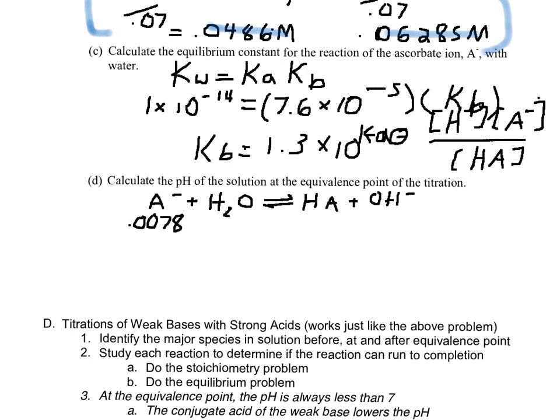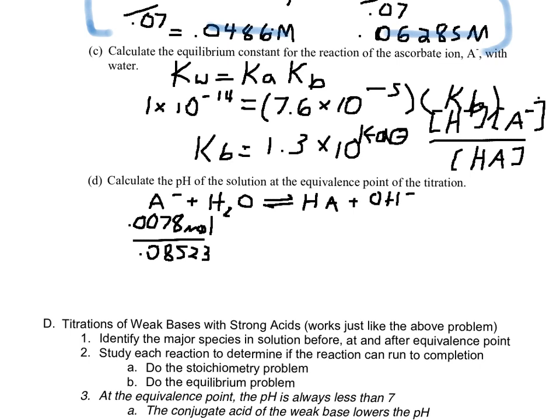But this is moles. I want it in concentration, so I need to divide that by the volume. The volume was 50 milliliters of acid plus 35.23 milliliters of base, because that's what it was at equivalence point if I look back at the problem. So I need to divide this by that total volume. And when I do this, I'm going to get a concentration of about 0.095.